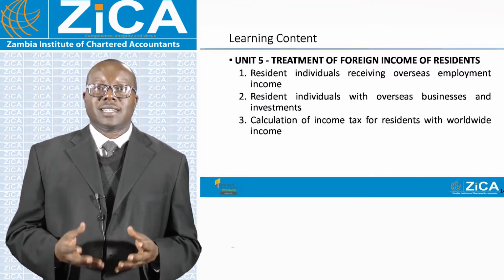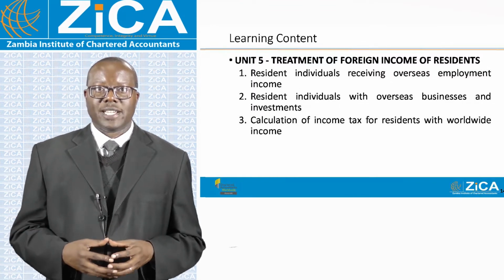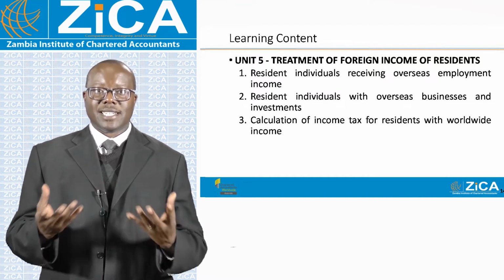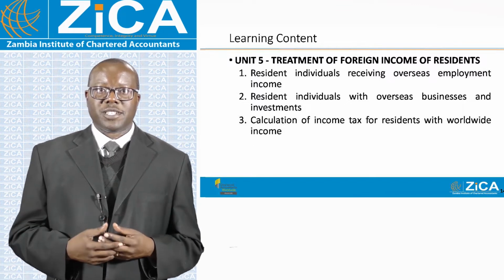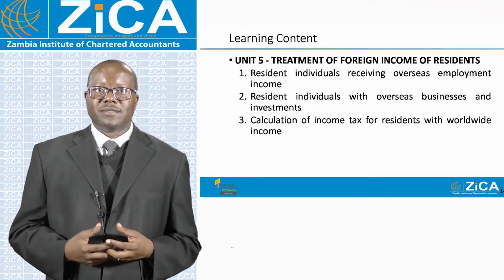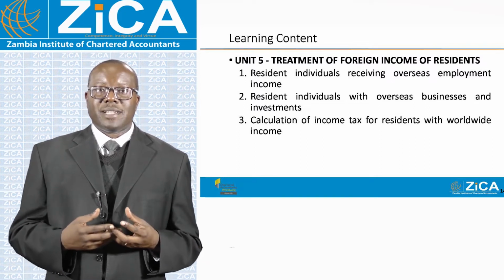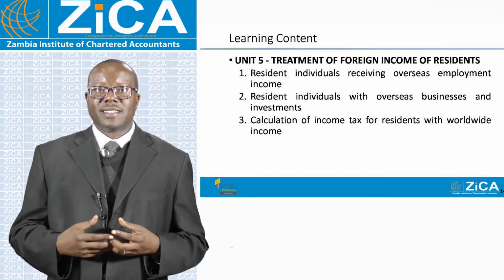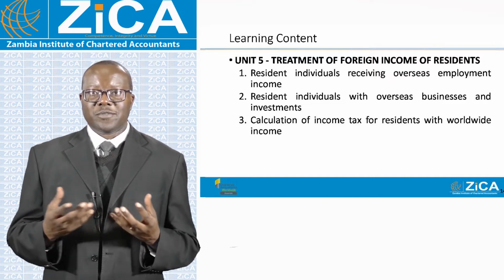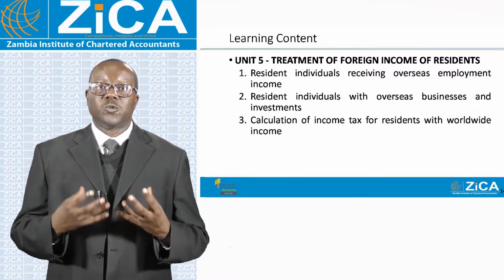Number 2, resident individuals with overseas business profits. This is a case where an individual who is resident in Zambia runs a business outside Zambia, and that business produces profits. How will those profits be subjected to tax in Zambia? Alternatively, we may have individuals who are resident in Zambia but who set up a partnership outside Zambia with other partners who are not resident in Zambia. How will the profits from such a partnership be subjected to tax in Zambia on the individuals who are Zambian resident partners?